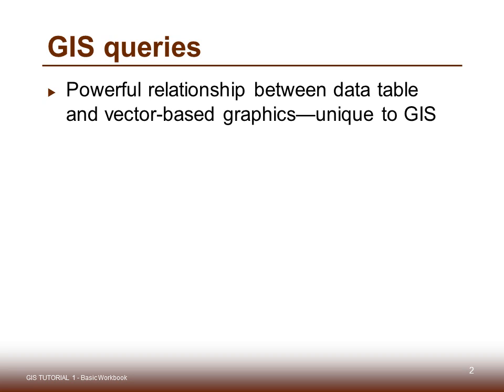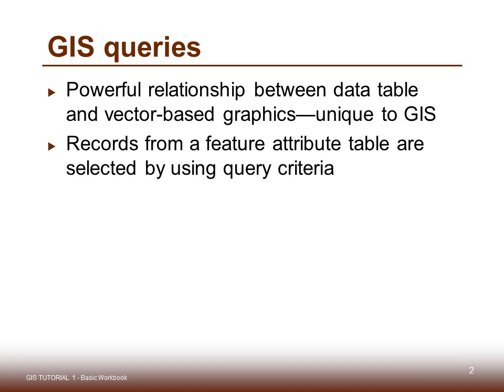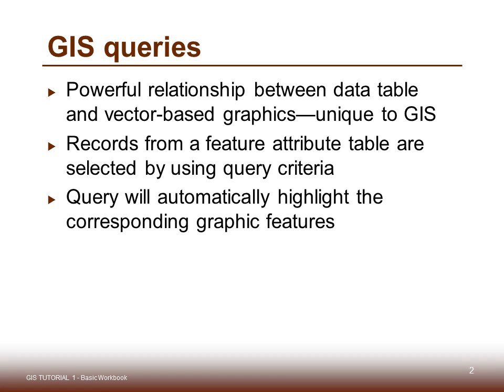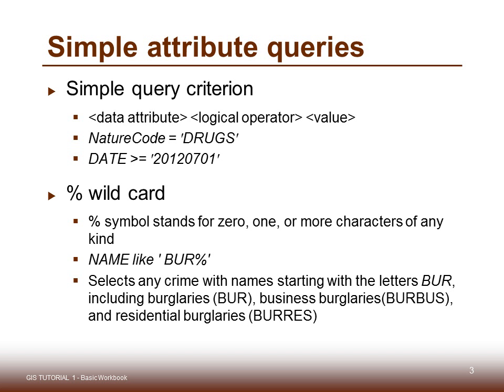So the data tables, the attribute tables, include a great deal of information, and GIS queries will help you sort through that information. Records from a feature attribute table are then selected using query criteria. Query will automatically highlight the corresponding graphic features. So for example, this is a simple query criterion that you need to think about.